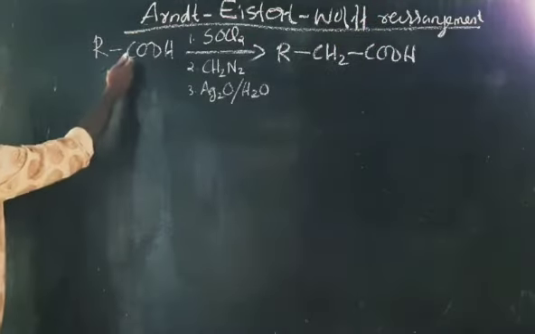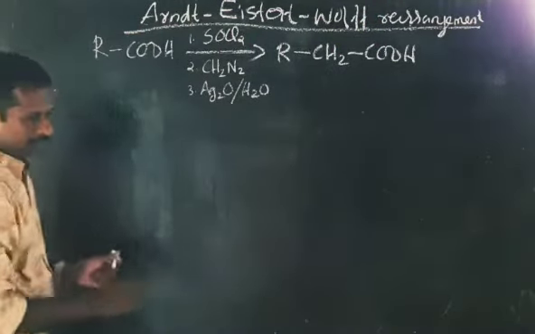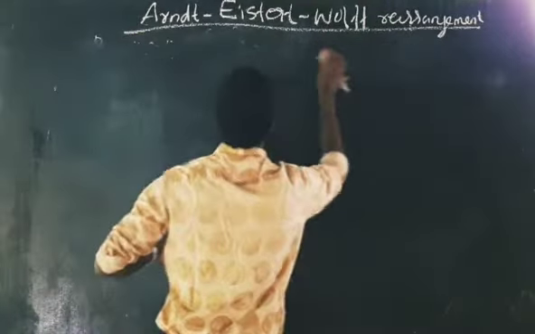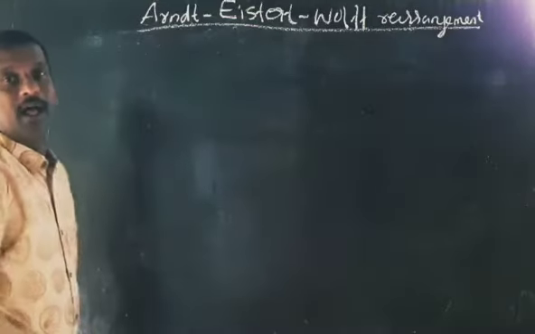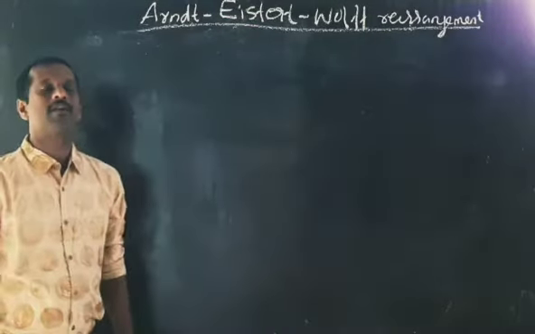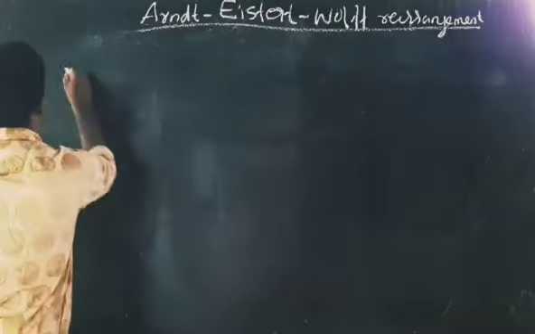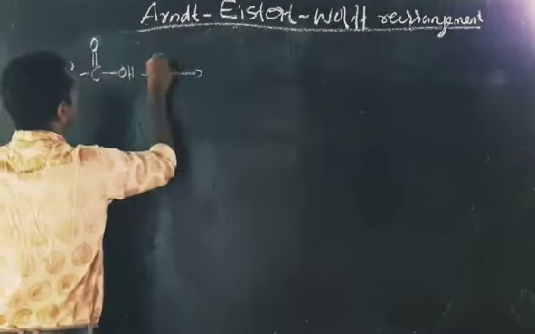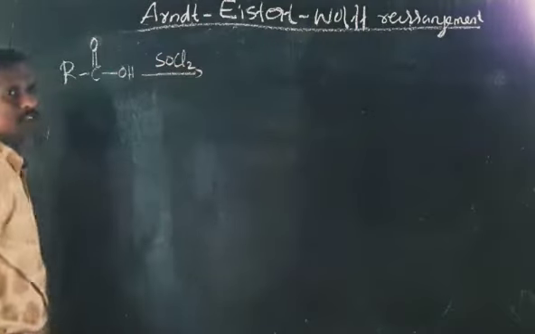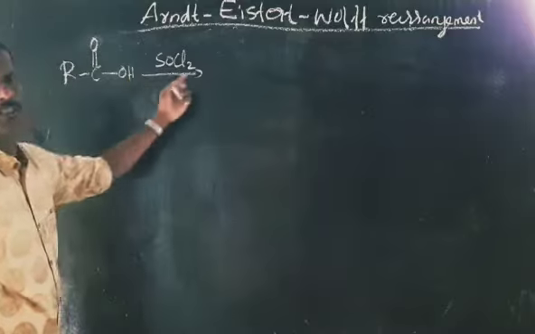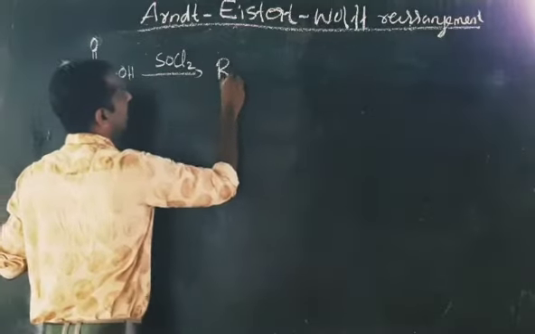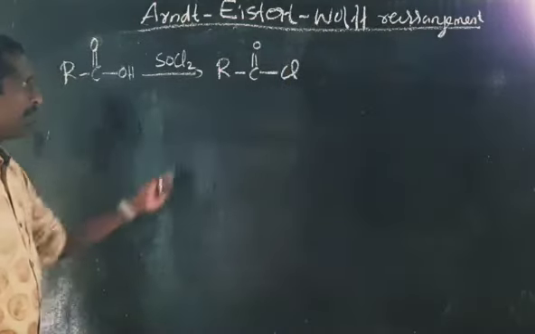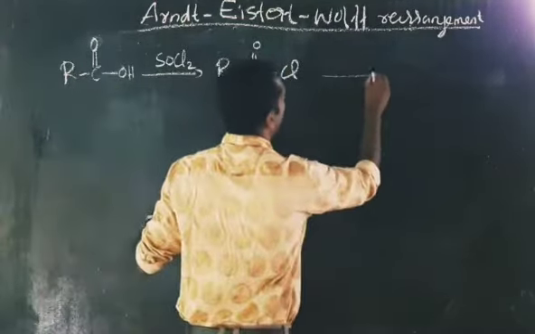Okay, you can see that. Look at it here. Keep in mind the reagents: thionyl chloride, then diazomethane, then silver oxide in presence of water. So let us start. RCOOH, R C double bond O OH, on treatment with thionyl chloride, SOCl2, is a very simple reaction. You will get acid chloride, RCOCl.